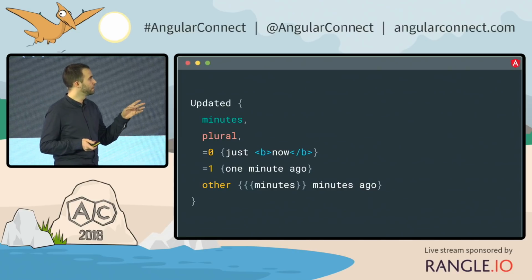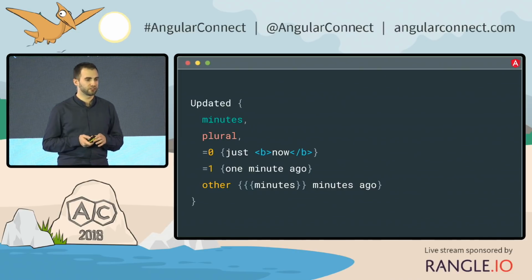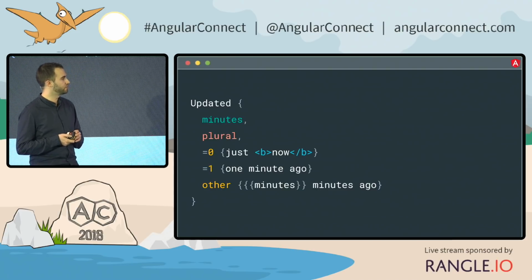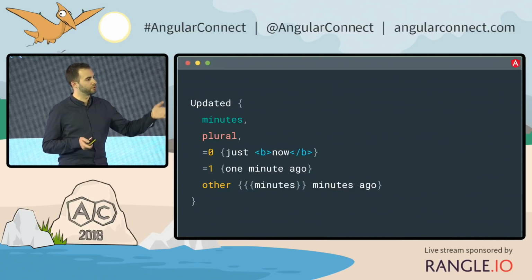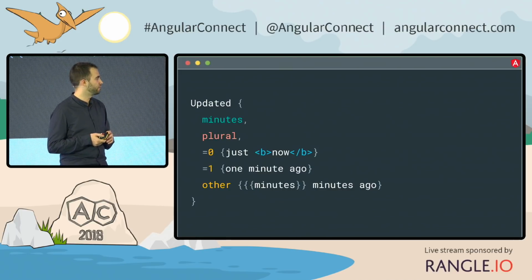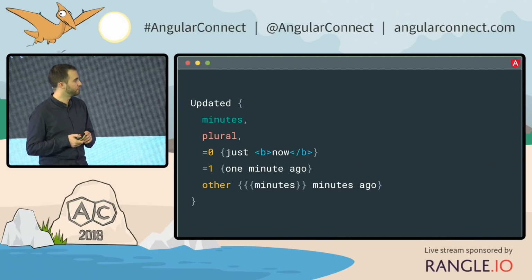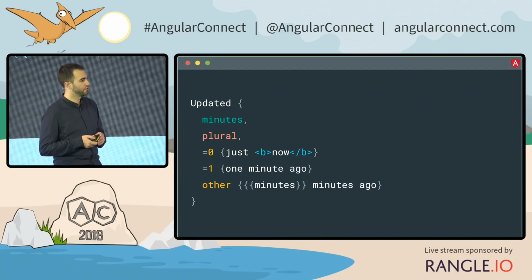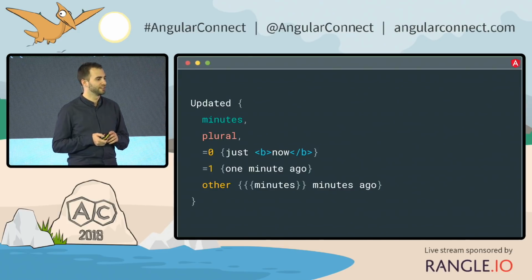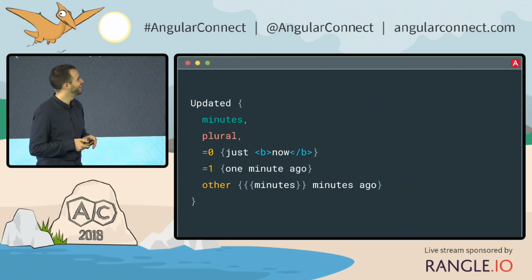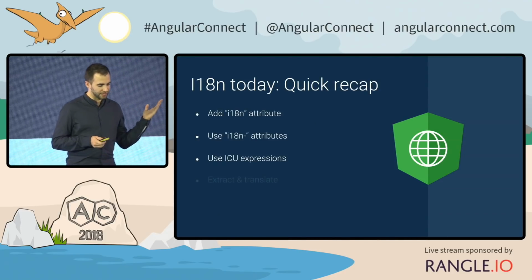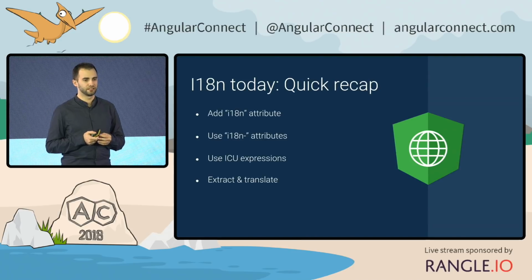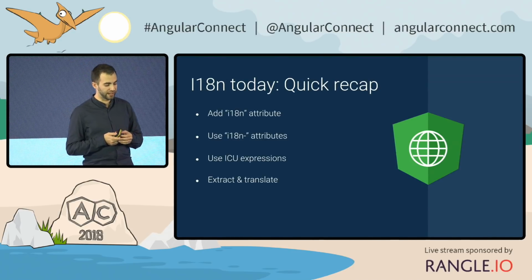This is an example. We support two types of ICU expression in Angular, plural expressions and select expressions. Plural will use a number and select will use a string. And you can output different text depending on the value of your variables. You can even use HTML inside of it, or bindings, or other ICU expressions, and you can go deep inside of that. But yeah. Once you're done with that, you should extract your text and translate.